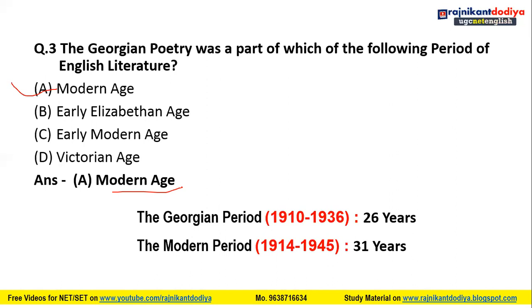And here we have two more things to discuss. The Georgian period lasted 26 years, and it began in 1910 and ended in 1936. And when it ended, the modern period was there. It emerged in the modern period also. So the modern period began in 1914 and ended in 1945. So both the periods were going in parallel, simultaneously. Okay, so Georgian poetry is a part of modern age.